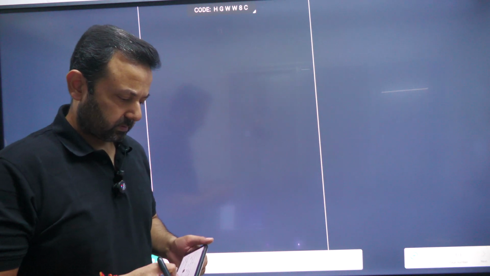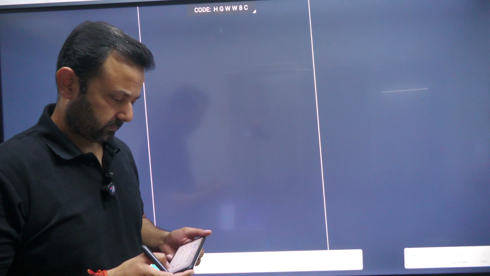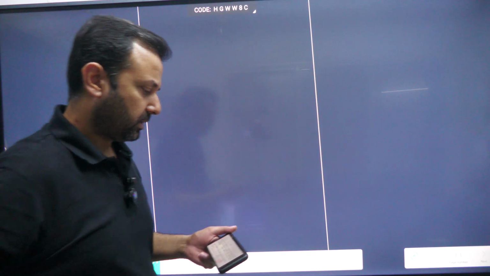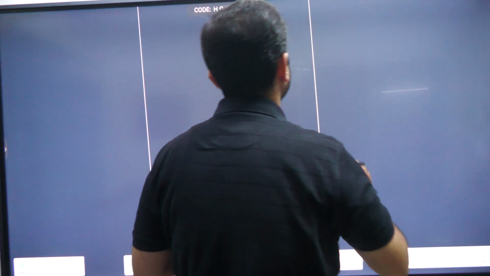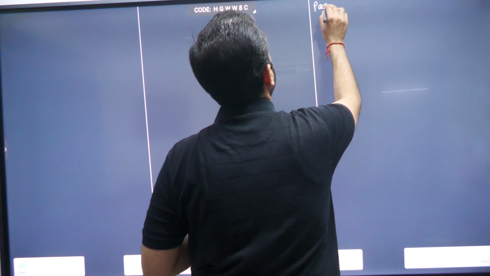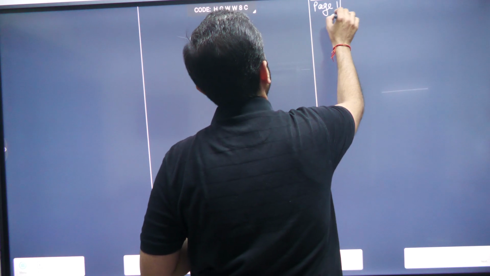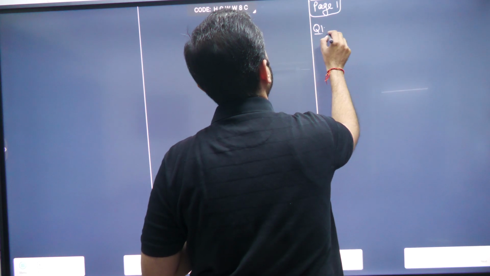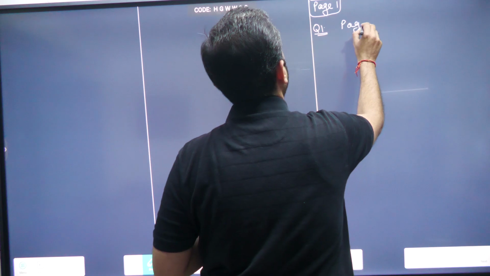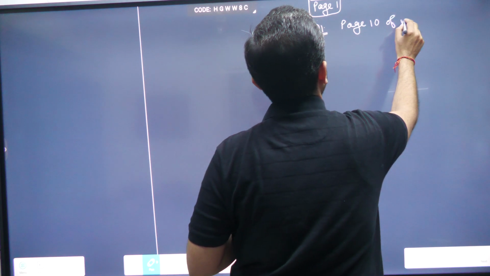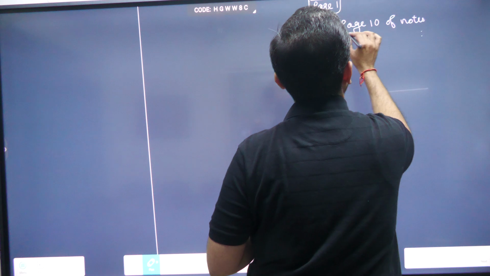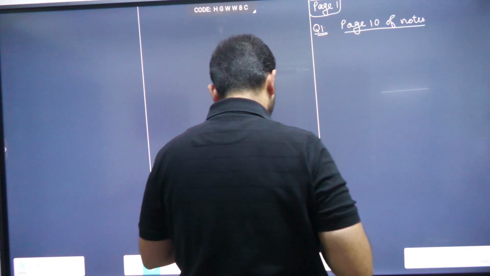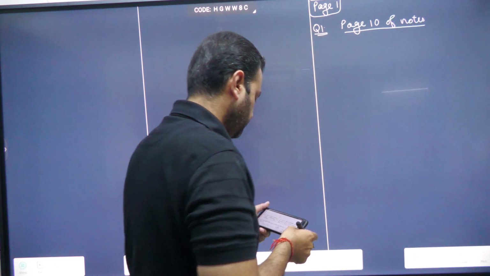Let's focus on this. Okay. The electric mains in a house are marked 220 volt, comma 50 hertz.